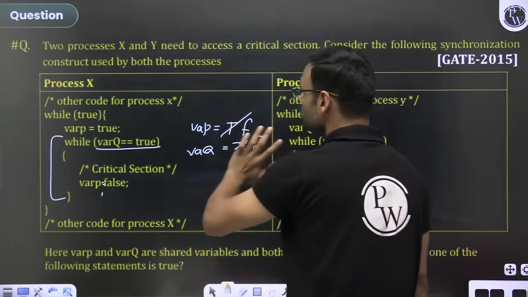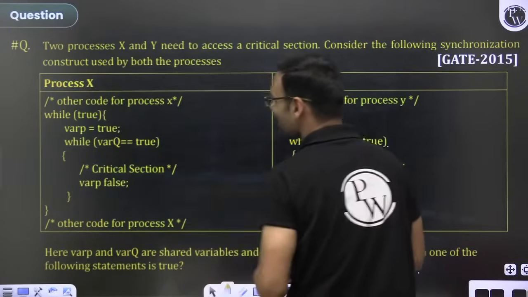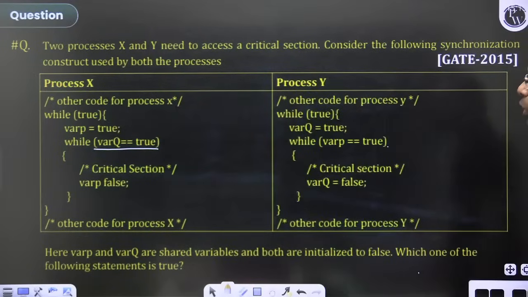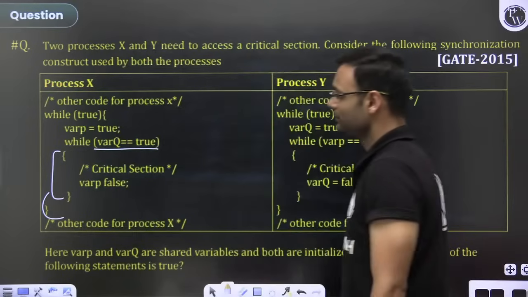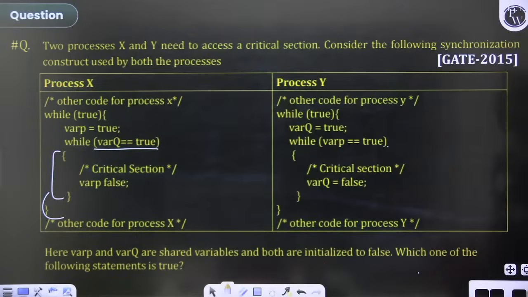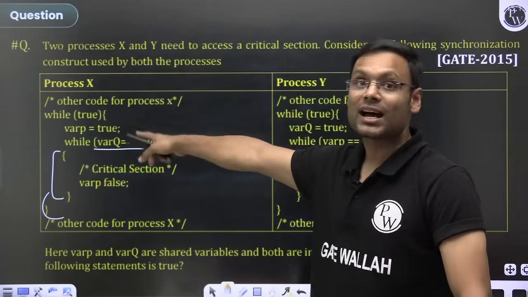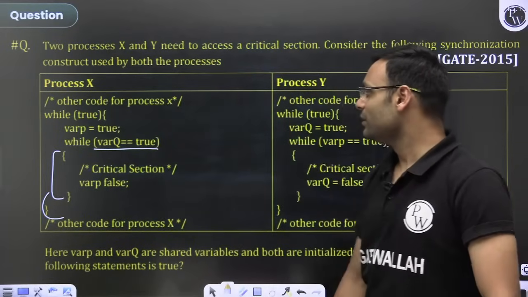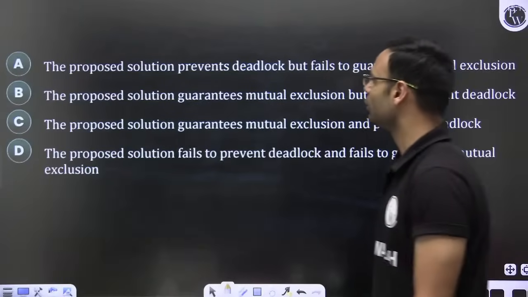If only one process comes, let's say only process x comes, variable p is true, variable q is true, condition false. So this process will not enter the critical section at all, it will go out just because variable q is not true. So this single process can get stuck in starvation if a single process comes, until the other process comes and makes variable q true. So there can be starvation, but there is no deadlock.